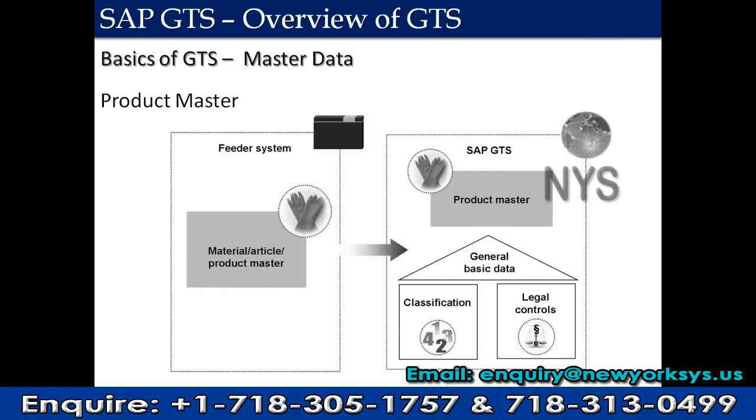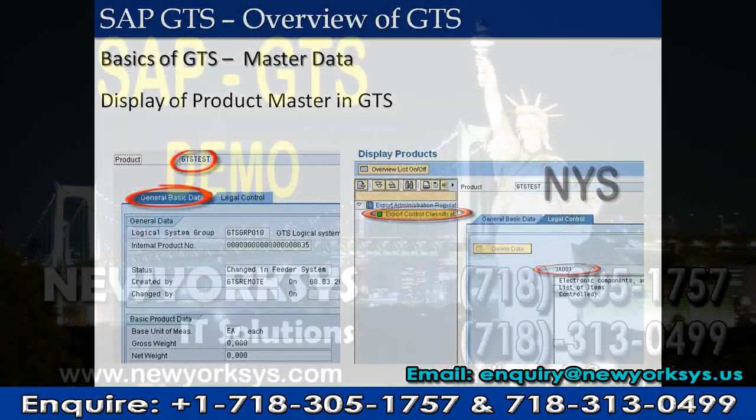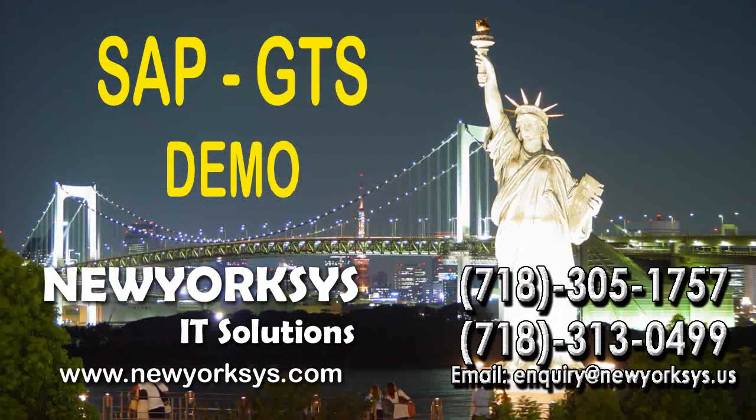This is a feeder system product master. We have material that can be transferred, and in GTS we have the product master, which has two levels of data: classification, which helps for customs processing, and legal control, which helps for compliance processing. This is how the product master looks in GTS.